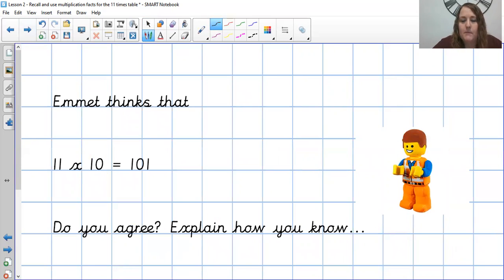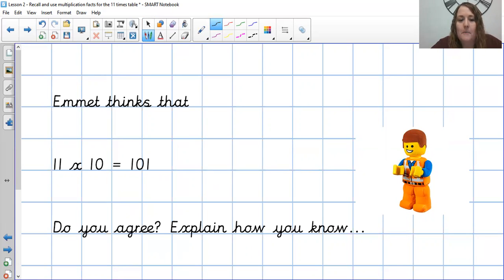Okay, our Emmett problem today. Emmett thinks that 11 times 10 is 101. Do you agree? Explain how you know. So again, pause the video here if you want to explain it to someone in school, if you're a key worker child, or if you are at home, just think about why. Okay, hopefully we can say that Emmett is wrong. Emmett's quite often wrong, but that's fine as long as we can help him. And that doesn't mean just give him the answer. It means to explain how we know.